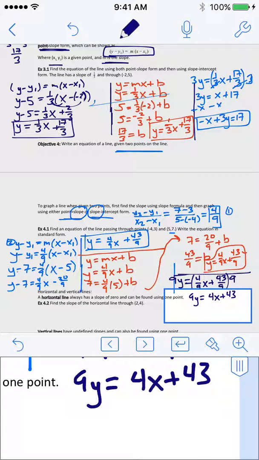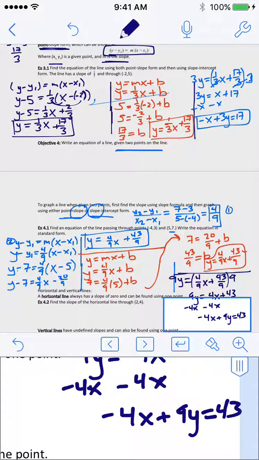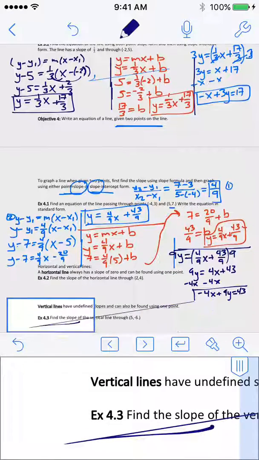And then, of course, this isn't actually a standard form. It's pretty. It's got nice whole numbers, but it's not a form. We have to have all the variables on one side for standard form. So we'll subtract the 4x from both sides, and we end up with negative 4x plus 9y equals 43. And that is our standard form.